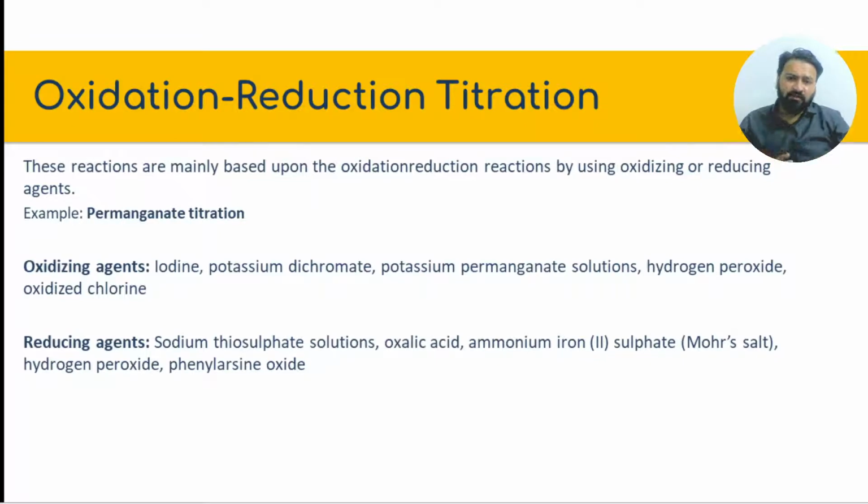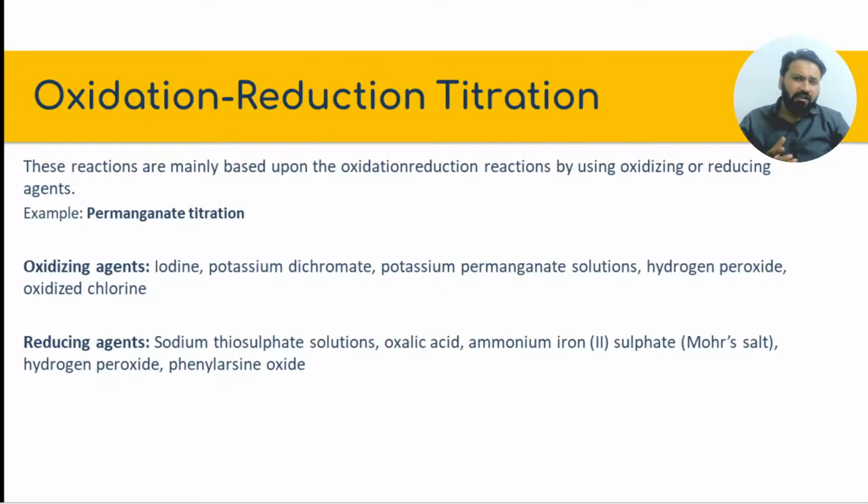Some reducing agents reduce others but oxidize themselves, like sodium thiosulfate, oxalic acid, and hydrogen peroxide. Hydrogen peroxide behaves both like an oxidizing agent as well as a reducing agent. So these are the agents which help during the oxidation reduction titrations. There are a number of types of redox titration. We will discuss them when we study them in detail.